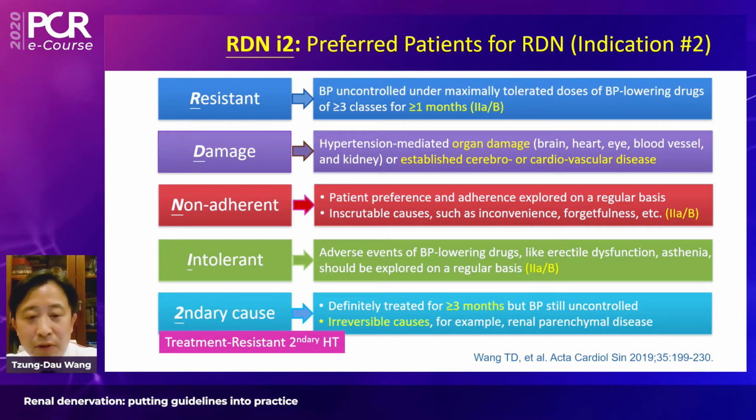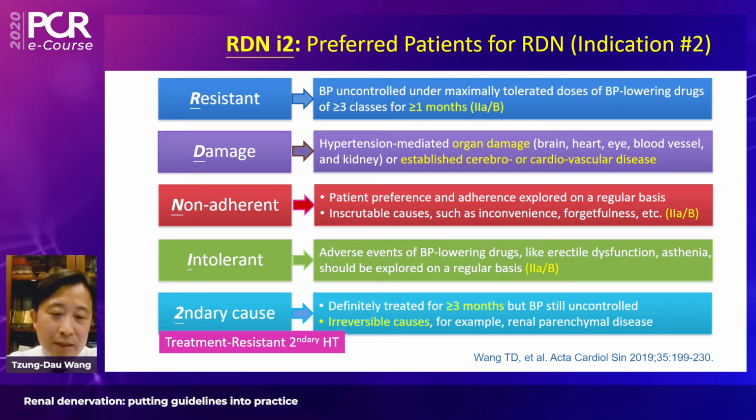Even though I said resistant hypertension should not be considered as the only candidate for renal denervation, patients with resistant hypertension have higher baseline blood pressure. And those patients with higher baseline blood pressure will get more benefit or will be more responsive. That being observed in pharmacological trials and also in renal denervation. So resistant hypertension is still a candidate for renal denervation.